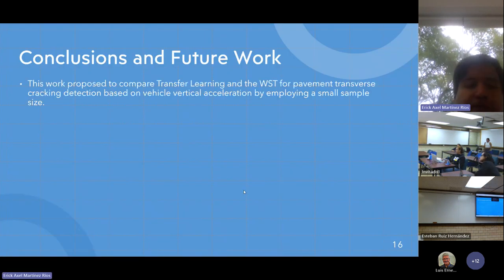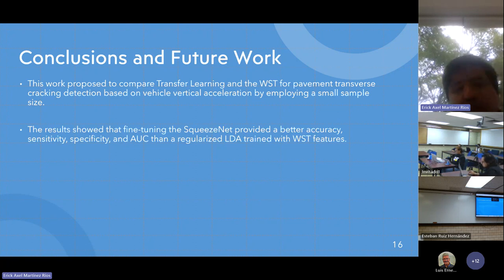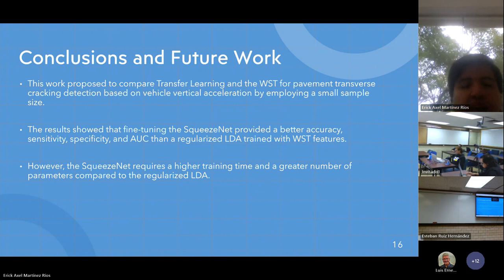So in conclusions, in this work, we propose to compare transfer learning and the wavelet scattering transform for pavement transverse cracking detection based on the vehicle vertical acceleration by employing a small sample size. The results show that fine-tuning the SqueezeNet provided a better accuracy, sensitivity, specificity, and AUC than a regularized linear discriminant analysis trained with the wavelet scattering transform features.